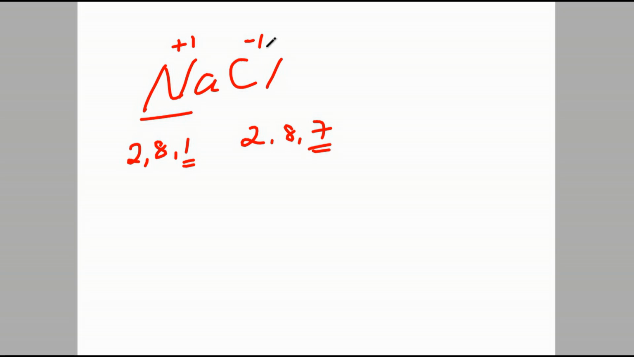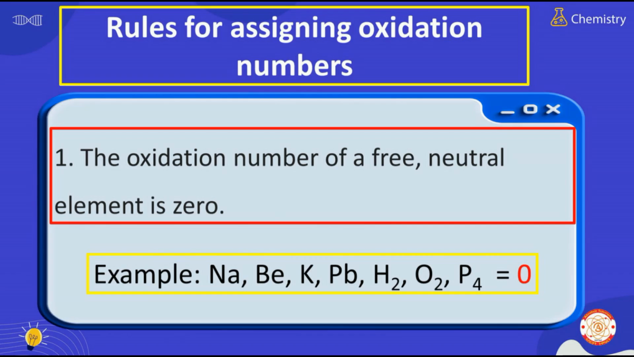So these numbers that are assigned to an element when it is combined with another atom are called oxidation numbers. These numbers can be integers, including 0, and fractional numbers. There are golden rules for assigning oxidation numbers.